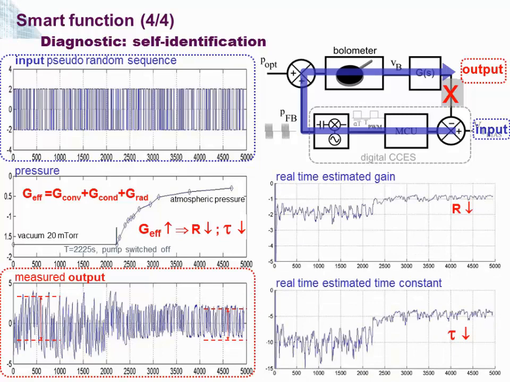And these are the real-time extracted parameters. Let's show the extraction of the estimated gain and estimated time constant that will follow the variation of the output. So extracted from this and this thanks to the algorithm. So this is the self-identification. That means that we self-stimulate the bolometer to extract its thermal parameters.